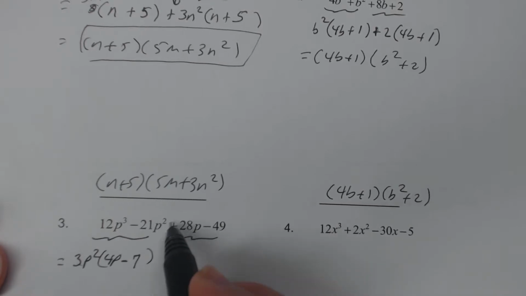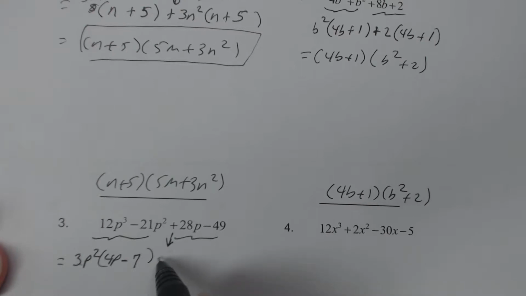Over here, remember, always factor out that middle operation. I'm going to factor out a, and then here that's a 7. So the GCF here is 7. So 7 times 4p is 28p, and then 7 times 7 is 49. So 7 times a negative 7 is negative 49.